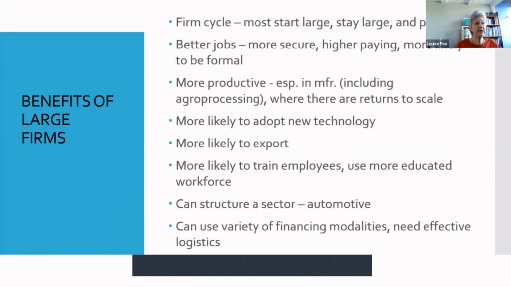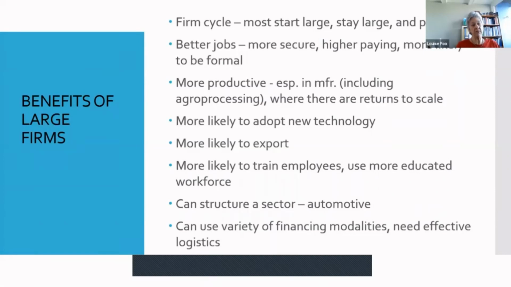The jobs are more likely to be formal. They're more likely to hire more skilled people. They're more productive, especially in manufacturing, including agro-processing, because there are returns to scale. They're more likely to adopt new technology, more likely to export, more likely to train their employees. And they can structure a sector.